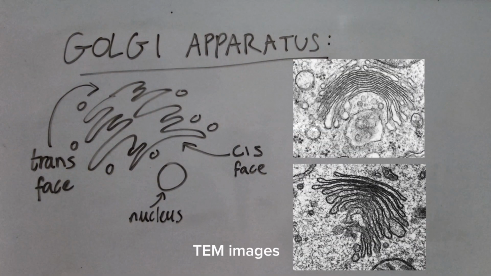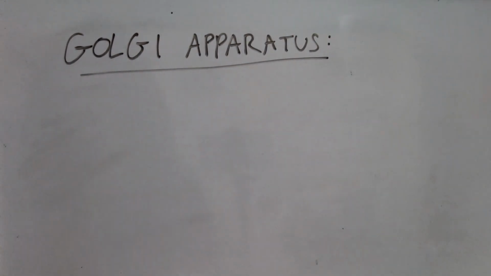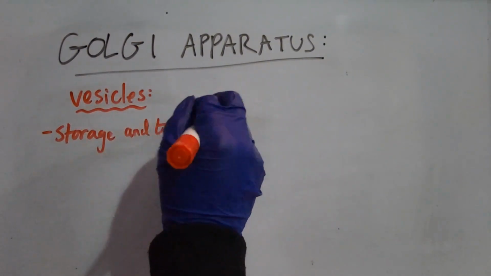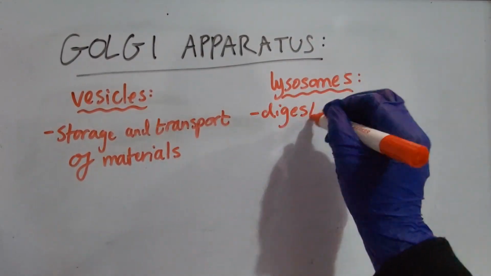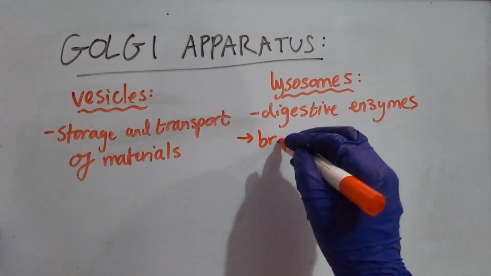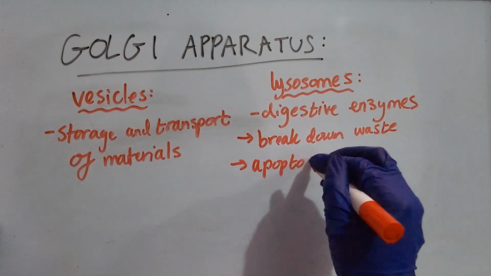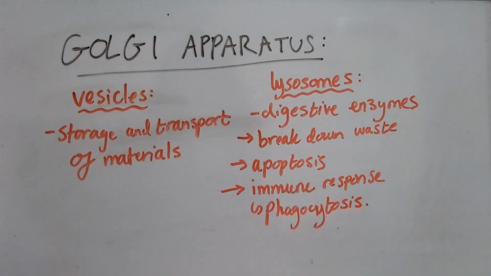Here you can see the Golgi apparatus under a microscope. You know it's the Golgi because it has vesicles surrounding it. Now onto the vesicles and lysosomes themselves. Vesicles are membrane-bound carrier sacs, and they store and transport materials inside cells. Lysosomes are a special type of vesicle, with digestive enzymes inside to break down waste materials. They also partake in programmed cell death, also known as apoptosis, and they play a role in the immune response, specifically in phagocytosis to break down engulfed pathogens.